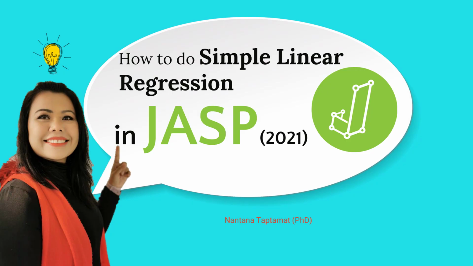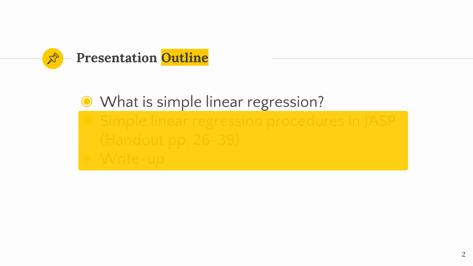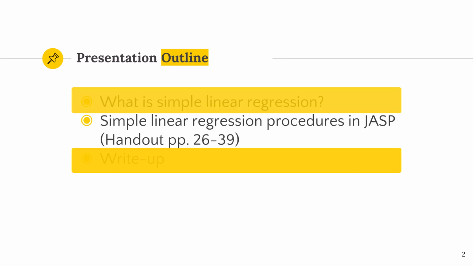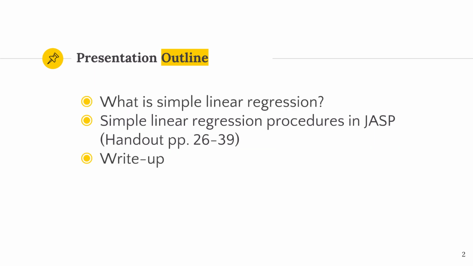Hello everyone, today I will walk you through the concept and JASP procedures of simple linear regression. I will start off by introducing you to simple linear regression. Then, I will show you how to run simple regression in JASP. If you have a handout, this procedure is on pages 26 to 39. I will conclude this tutorial with an example of APA write-up of the JASP results.